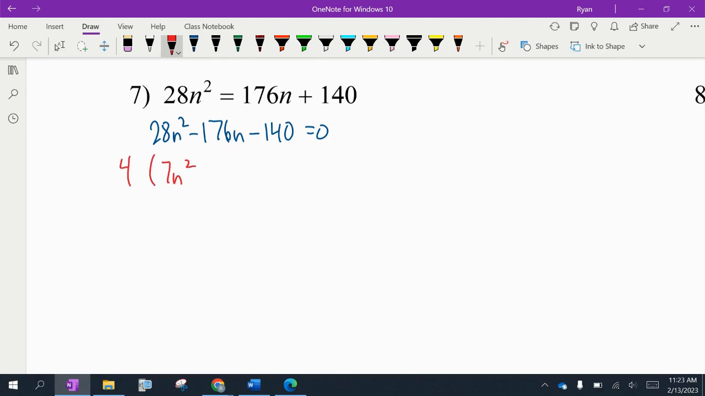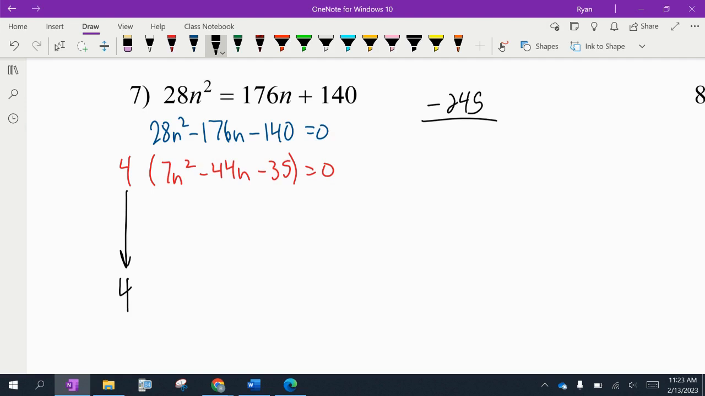7n squared, 176 divided by 4 is 44. A little better. And then 140 divided by 4 is equal to 35. And then I don't think that they have anything else in common. So I picked a problem that still has some huge numbers in there. This is prime, but the 35 isn't, so I'm going to have to try this split middle term with a huge number. 7 times negative 35 is negative 245. This will probably be one of the hardest problems that we see because these numbers are so big.